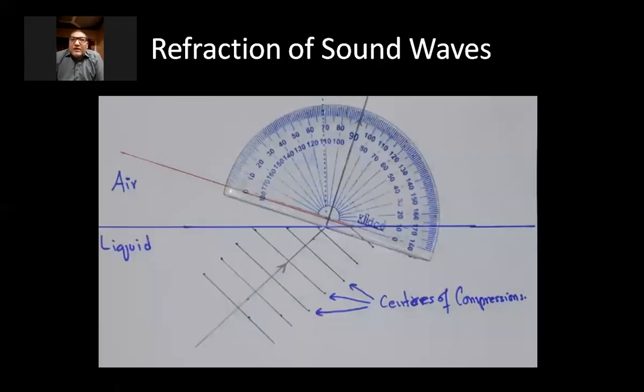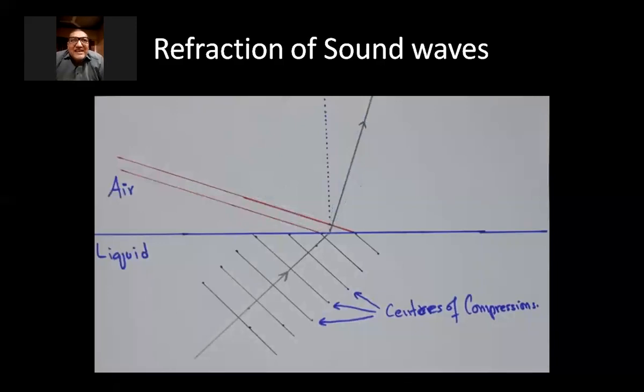Then I will again put my protector. The precaution is that the crosshair and this 90-degree mark should be on that direction line in the air. I will move the protector a little downward until it touches this point where the wavefront in the liquid is touching the boundary. So along this straight edge, I will draw this line with the red color. That will be the refracted wavefront of the sound wave. So here you can see that second refracted wavefront I have drawn.